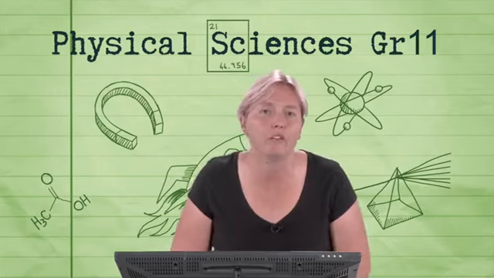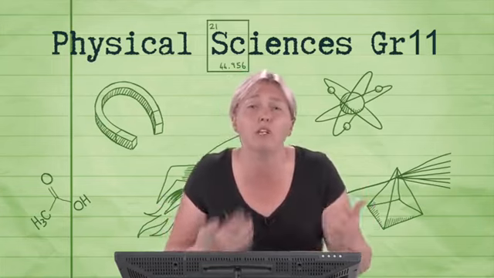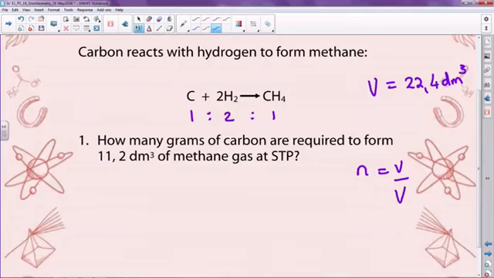Okay, everybody, so that's your time up. And I know a minute's short, but these sort of sums are actually quite quick to do, and you need to be able to do them under a little bit of pressure in your test. Okay, so let's have a look at what it asks. How many grams of carbon are required to form 11.2 cubic decimeters of methane gas at STP?